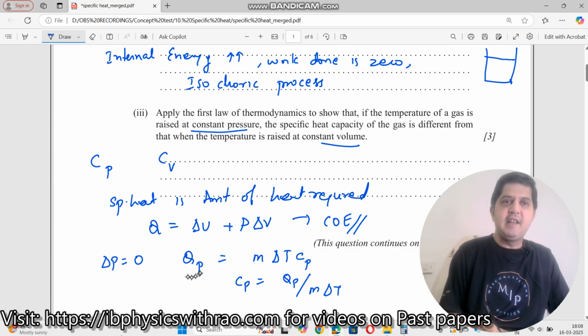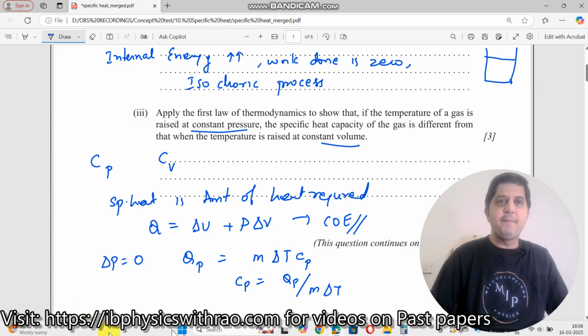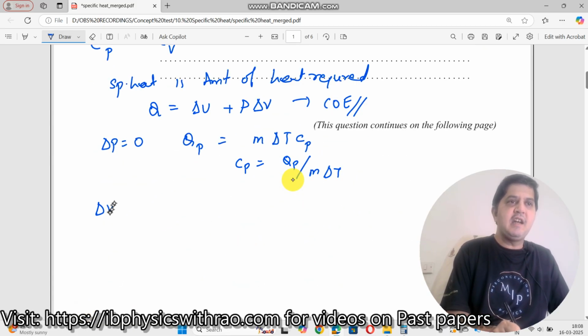The amount of heat energy supplied is equal to the mass of the gas multiplied by the rise in temperature multiplied by the specific heat at constant pressure. I mentioned this. Now next, we have when delta V is equal to 0.